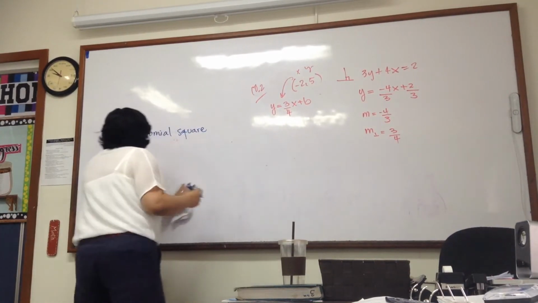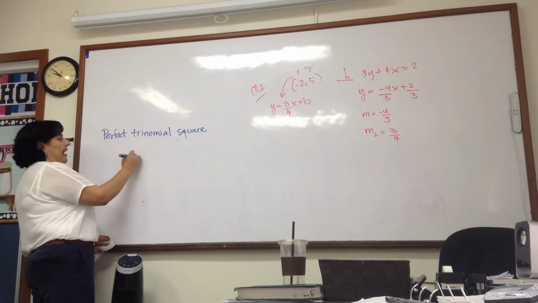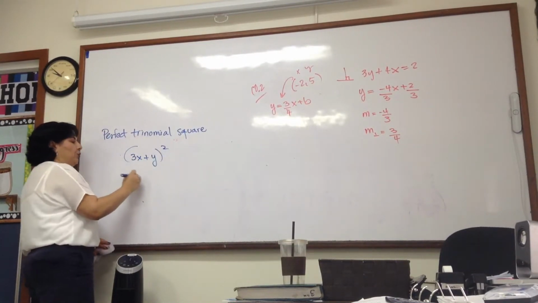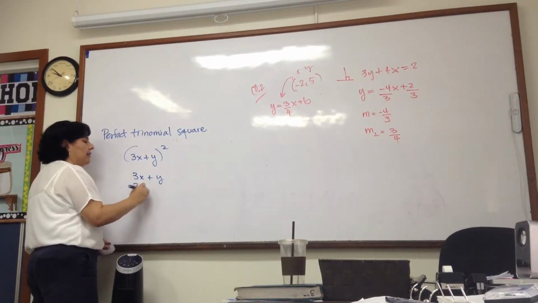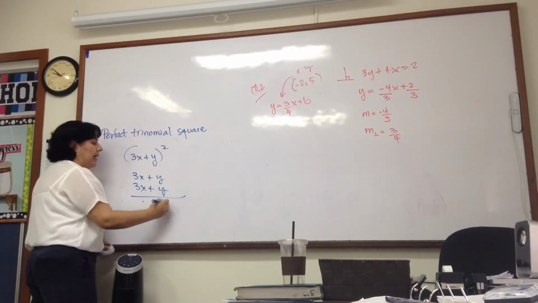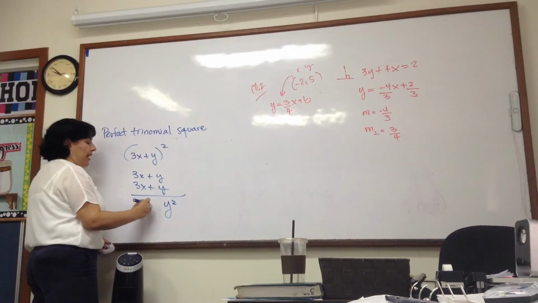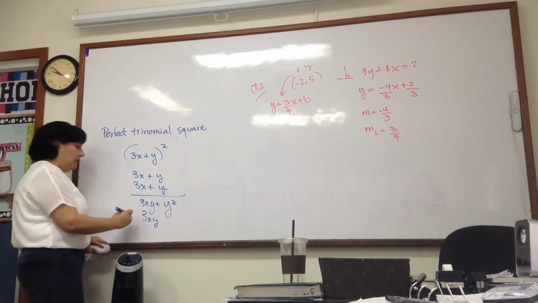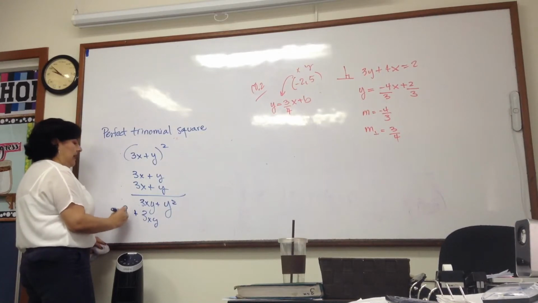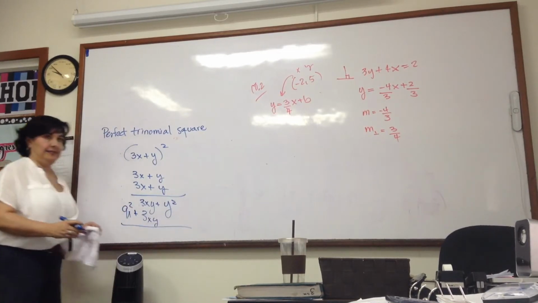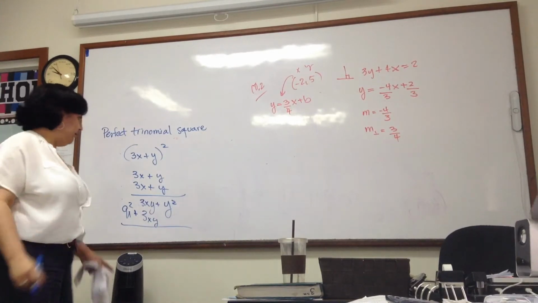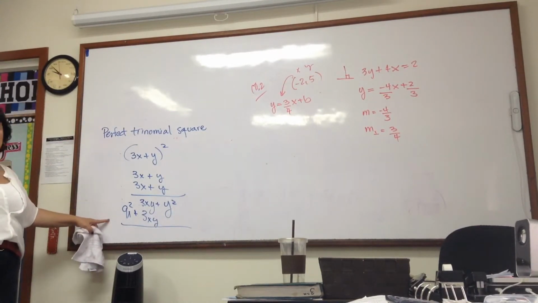Because when I multiply, let's say that I have 3x plus y squared. I do 3x plus y, and I multiply. And I get y squared, 3xy, oh look, twice. 9x squared. Always! Miss, can we do it mentally? Of course you can. Without a procedure? Absolutely. If you're still doing it this way now, I'd be worried.